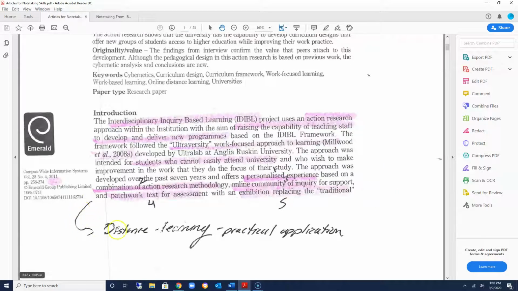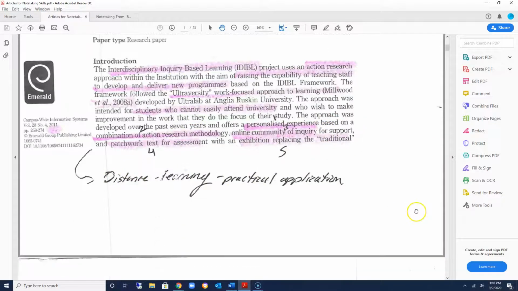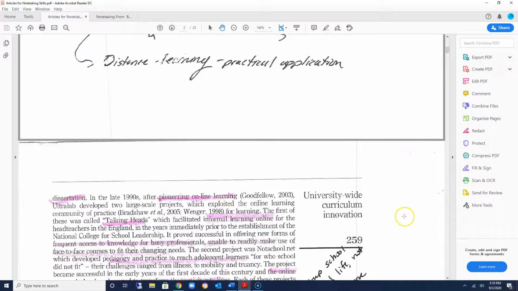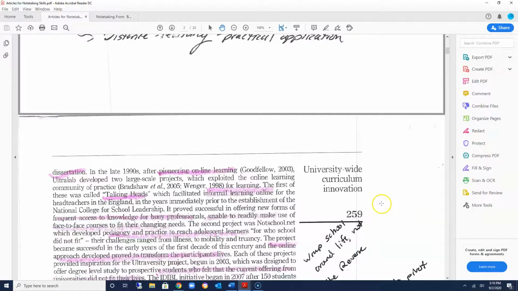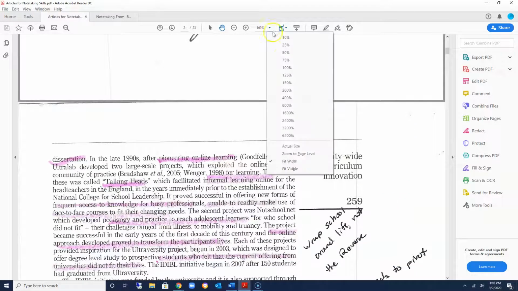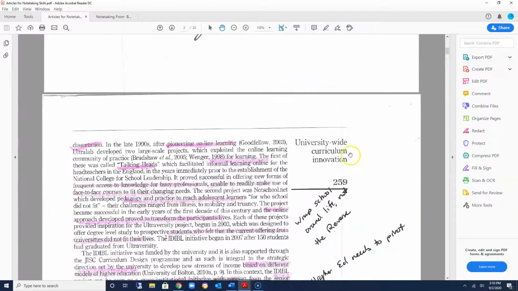So you can see here, this is my summary of their introduction. They've got all these 5 different concepts, but in summary, this section is just saying that distance learning is about practical application. That's what this is here for. So when you can, make that a little bit easier on yourself. I'm going to zoom out just a little bit.